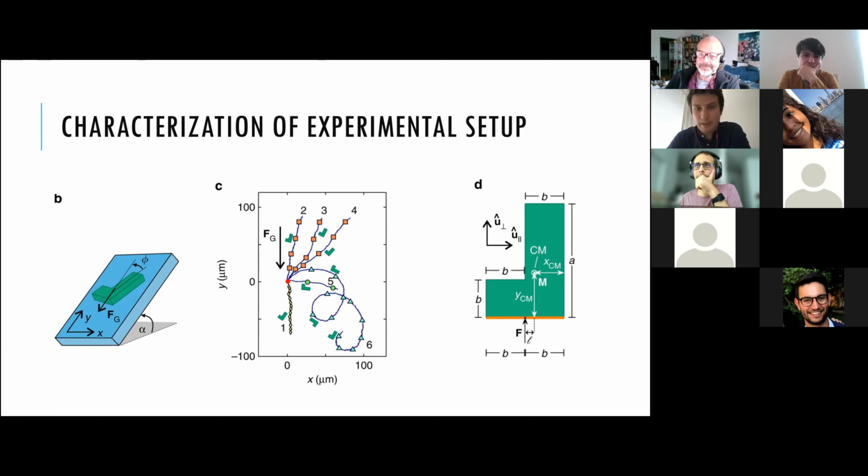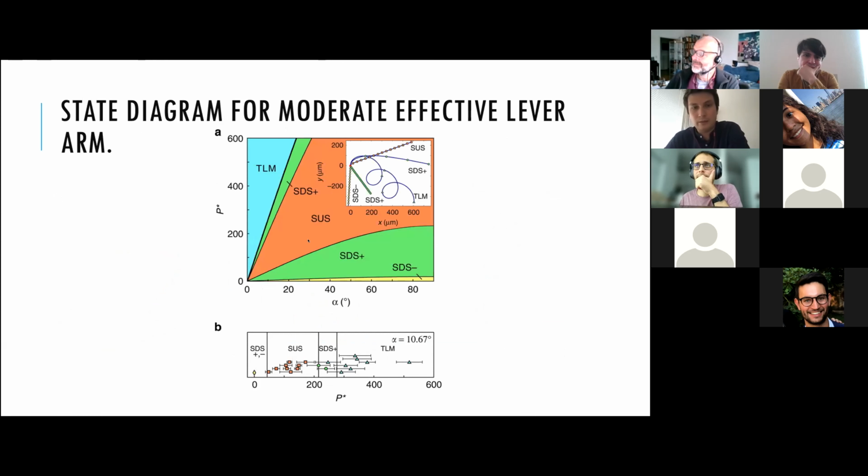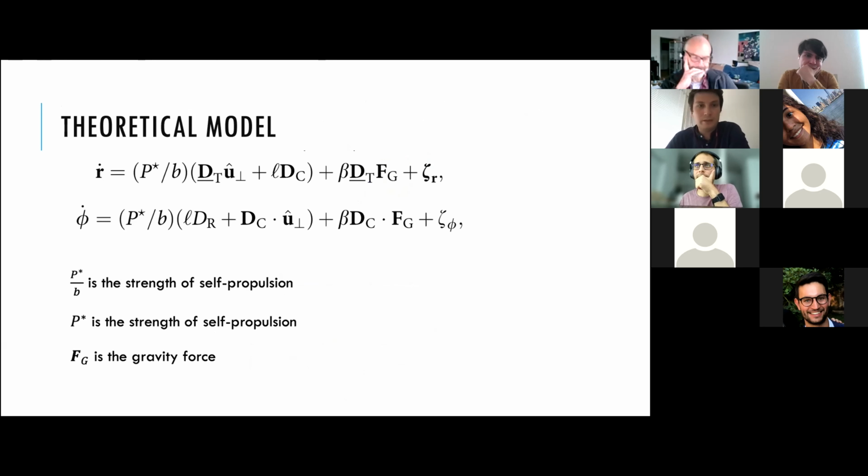They characterize this peculiar behavior with the Peclet number, the intensity of swimming, and alpha, which corresponds to gravity, the gravity force, because they can incline the setup. Then they have a plethora of trajectories, some very straight and some spiral, depending on the parameter space. They introduced an interesting theoretical model, quite complicated, with some hydrodynamics. We won't go into the details of this model.